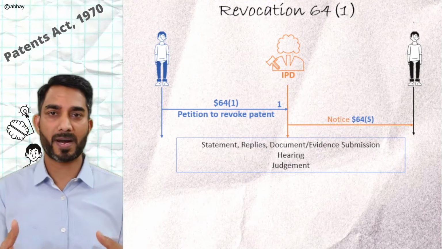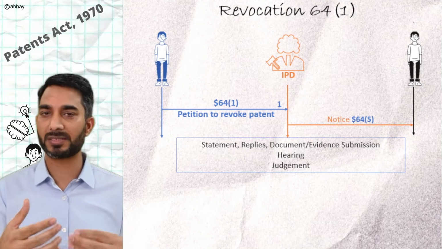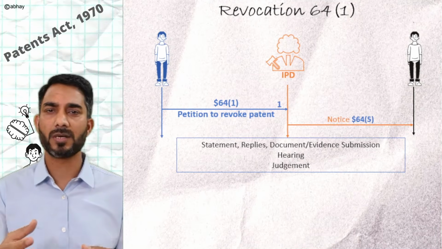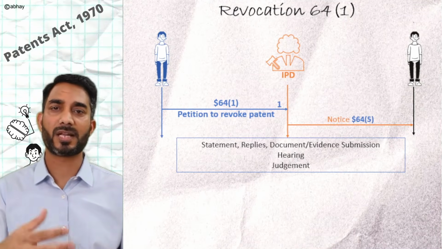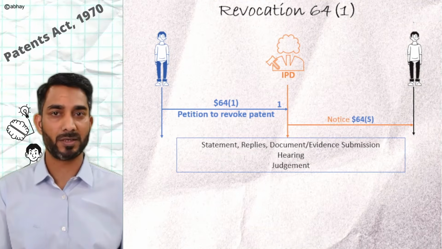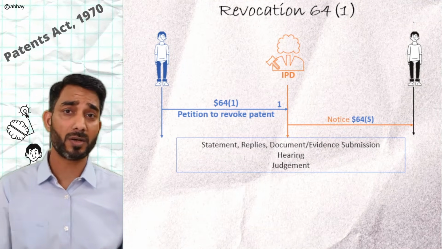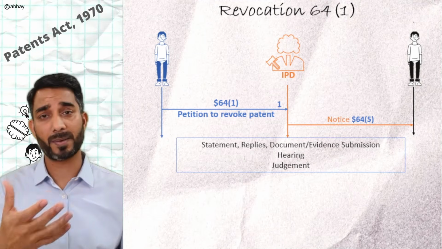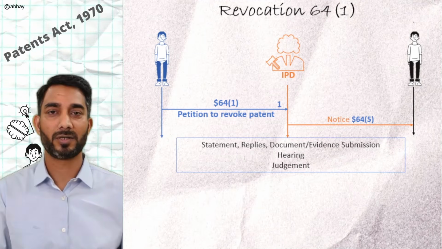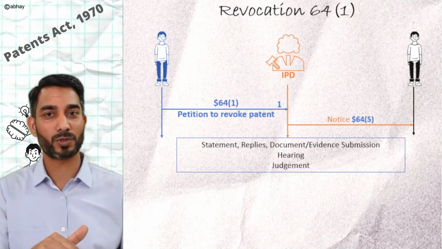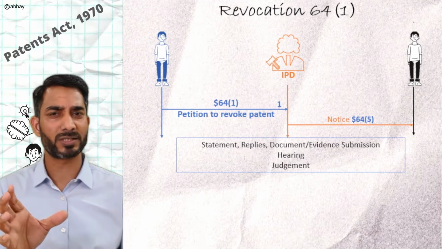Beyond this, the parties would provide statements, counter statements, evidences, responses. A hearing may be conducted, and thereafter a judgment may be provided by the IPD. Now, what could that judgment be? It could be either the petition is thrashed, or the petition is accepted and the patent is revoked. Remember, we talked about approaching the High Court also with such a request during certain situations.